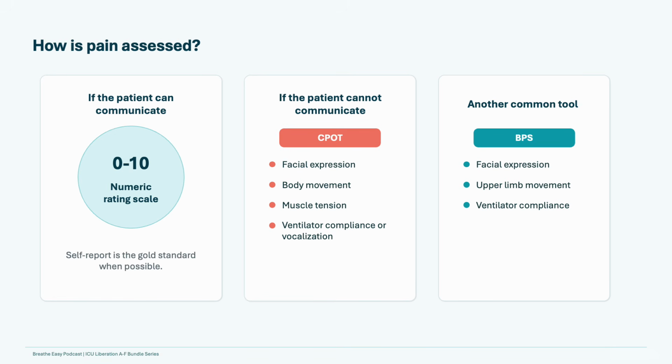But a lot of our patients cannot tell us. They are intubated, sedated, or just too sick. And that's where behavioral tools come in. The CPOT looks at facial expression, body movement, muscle tension, and how they tolerate the ventilator. The BPS is similar: facial expression, upper limb movement, and ventilator compliance. The point is, these give the whole team a consistent read, way better than guessing from vital signs alone.